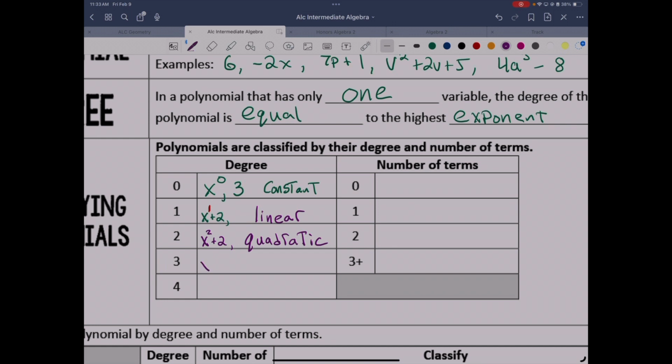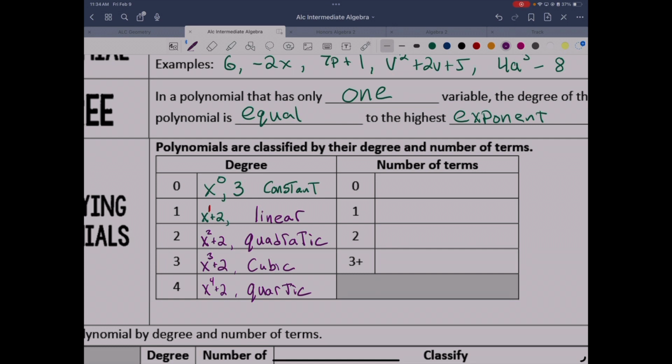Third degree, so something like x cubed plus 2. We call this cubic. And these are the terms that you'll hear me say. We have a linear equation, a quadratic equation, a cubic equation. And you need to understand that when I say a cubic equation, that means my largest exponent is 3. If the largest exponent is 4, so x to the 4th plus 2, we say that that is quartic.